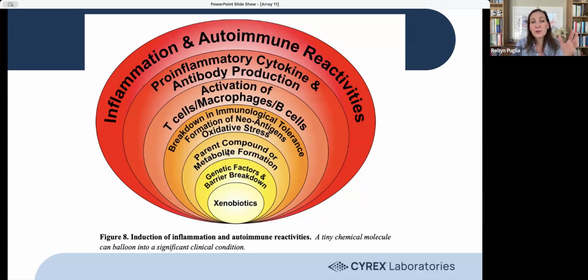In addition to that, of course, the chemical can be creating this parent compound, creating these neoantigen metabolites. This can lead to systemic inflammatory responses and systemic activation of T cells, macrophages, B cells, with both the innate and the adaptive immune system involved, and over time directly leading to not just autoimmune disease, but also significant systemic inflammatory reactions.